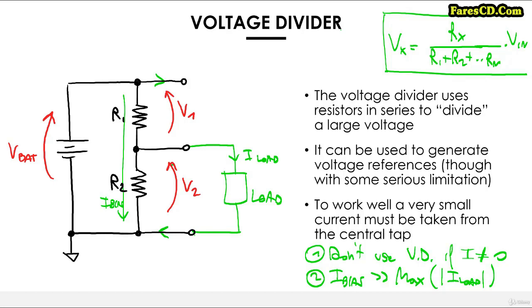If that is the case, the equation that we calculated before no longer applies exactly, mathematically. It's not perfect anymore. But because the amount of current that the load will steal from the voltage divider is really tiny compared to the one going down through the voltage divider, the so-called I bias, we can pretty much neglect it. And we can say that the voltage V2 will always be around the value that we designed the voltage divider for.